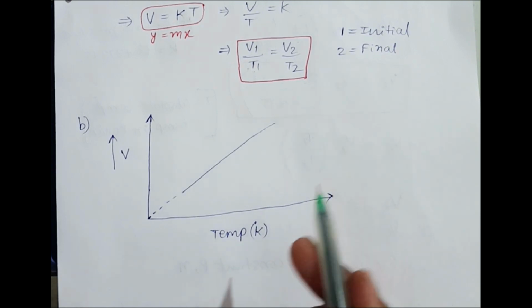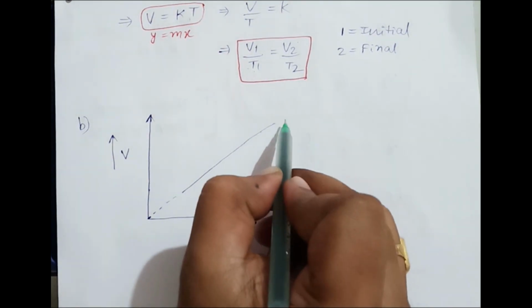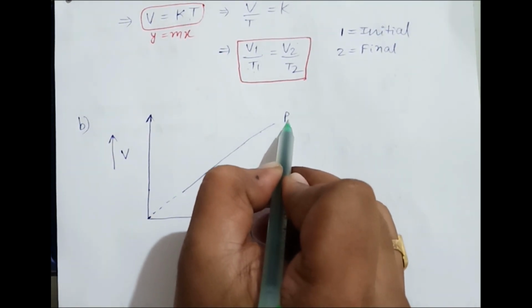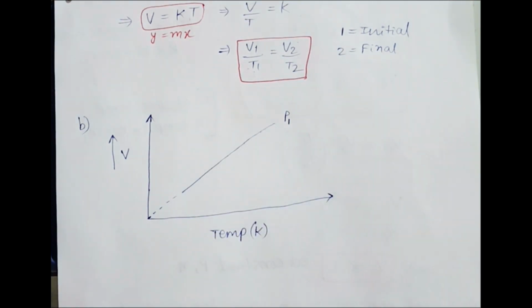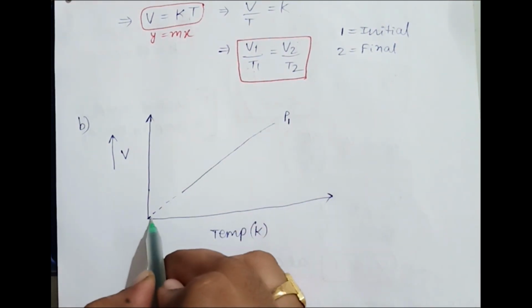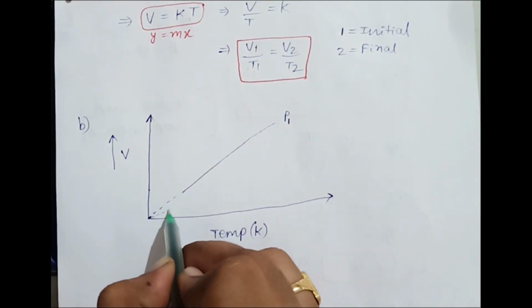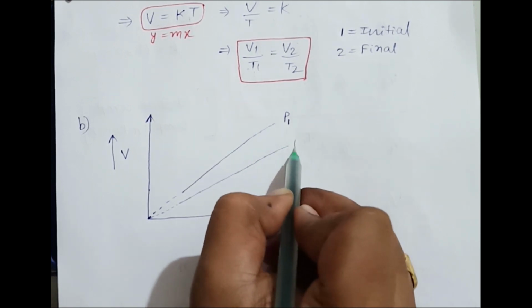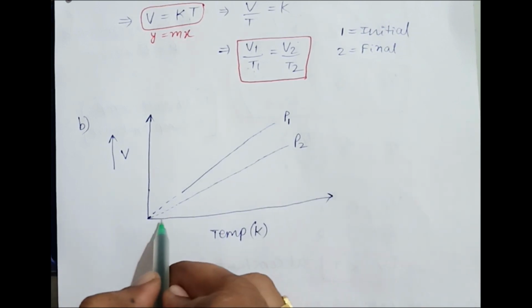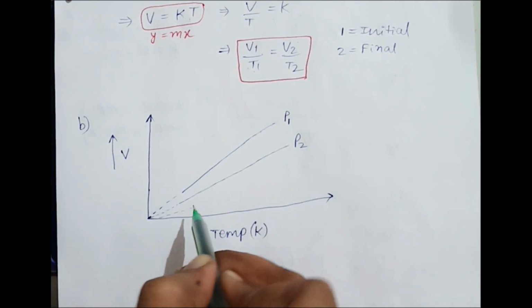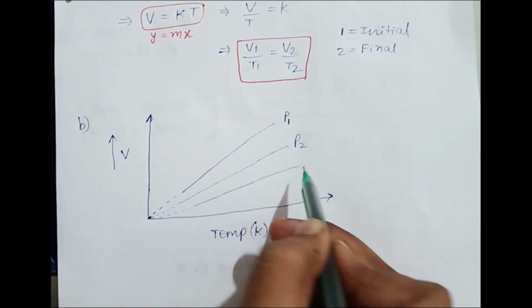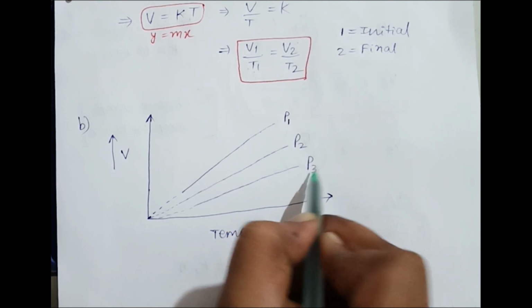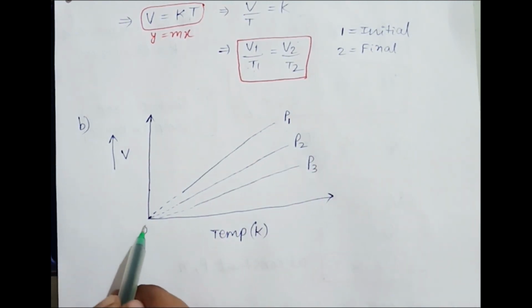And here what is constant? Pressure is constant. That's why I should say it is P1. And if you change the pressure, the graph will be somewhat different. Yes, this is at pressure P2. Or if you change some more pressure, it looks like this, pressure P3. And here temperature is 0 Kelvin.